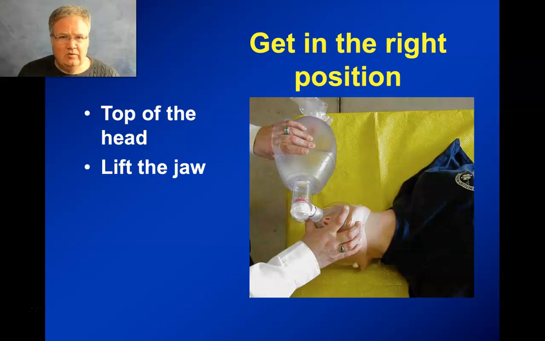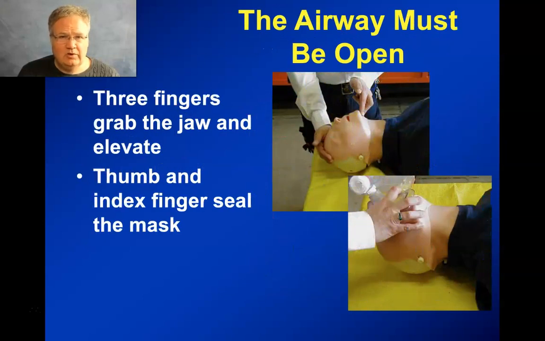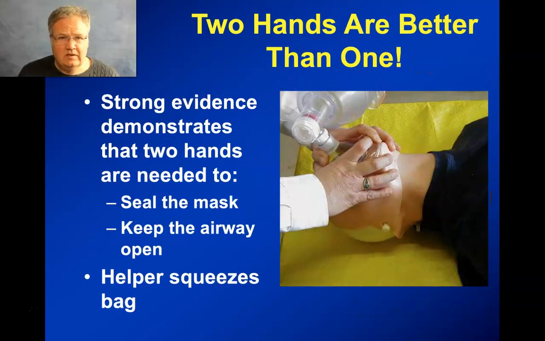So again, you want to make your mask seal from the top of the head so that you can lift the jaw. You want to make sure that the airway is open. With a head tilt chin lift, we can very clearly lift the jaw. If we're doing it with bag valve mask ventilation, we need to use our small ring and middle fingers to lift the mandible, and our thumb and our index finger to seal the mask to the face. And this is very awkward, and it's very easy to break the face mask seal. So it's really important, whenever possible, to do two-handed face mask seal.